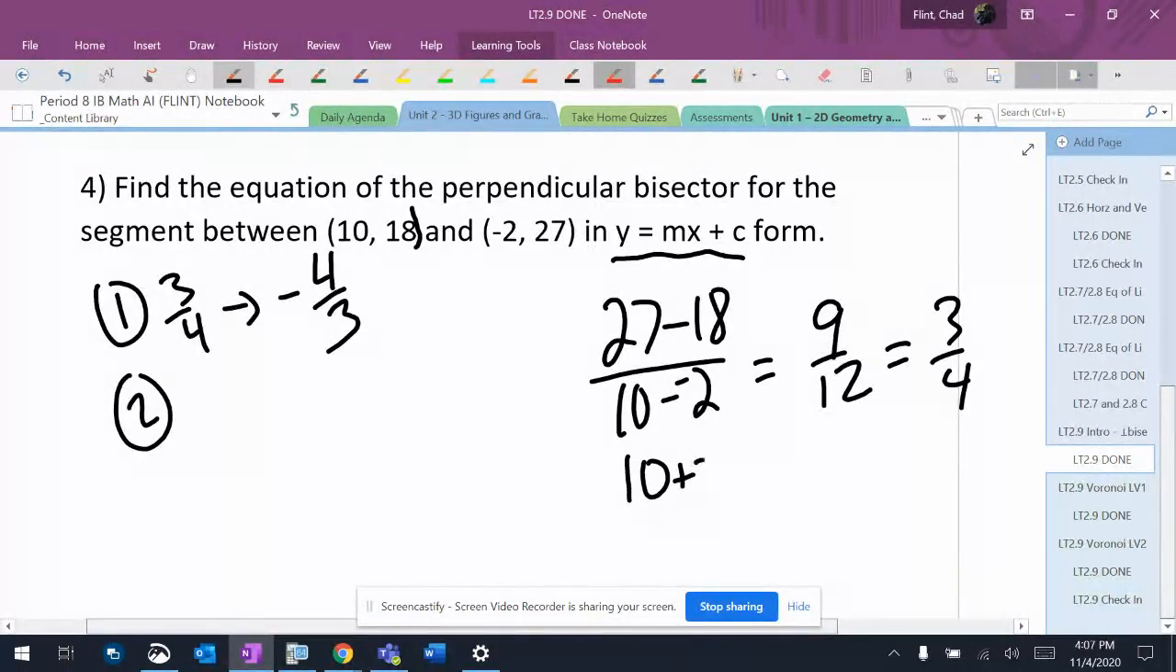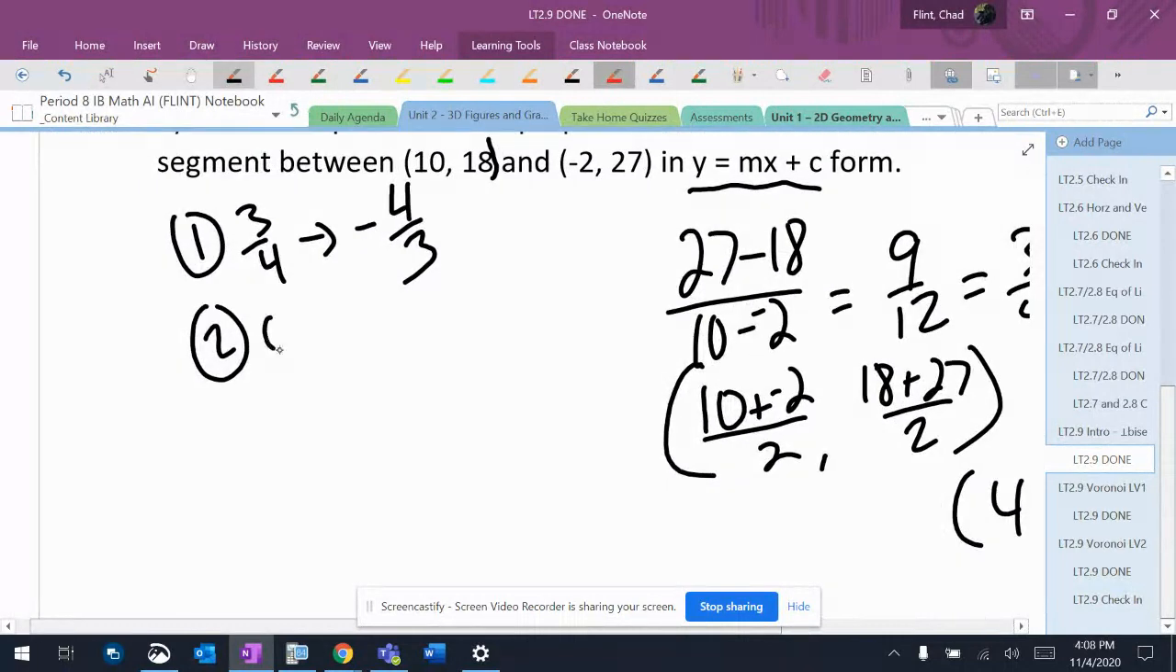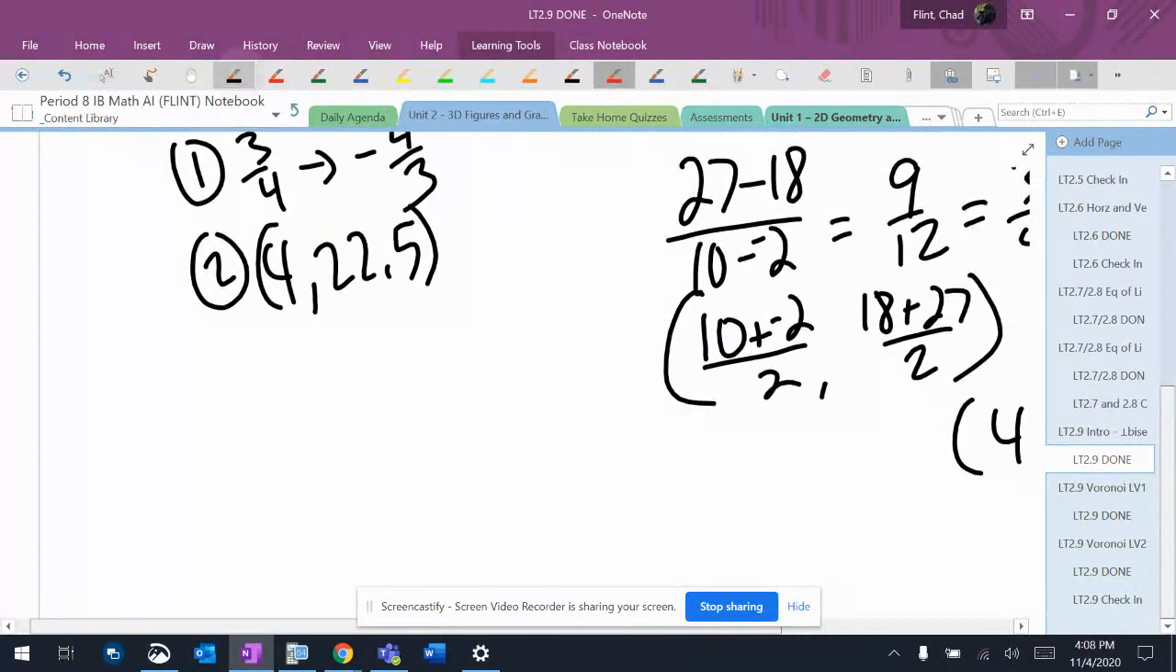Midpoint, 10 plus -2 over 2, 18 plus 27 over 2. That is going to give me 4, and 22.5. Yeah, 4, 22.5 for my midpoint. So there's my slope and my point that I'm looking for in every one of these questions.